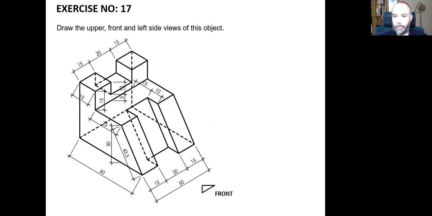Let's do one more exercise using a different object, and this time again we will be drawing the upper, front and left side views of this object, and please be careful about its front. It's been indicated that all these surfaces are the front of this object. This is the front of this object.